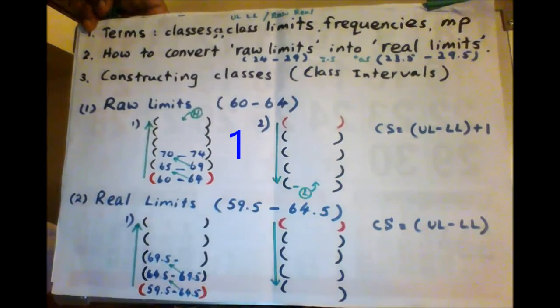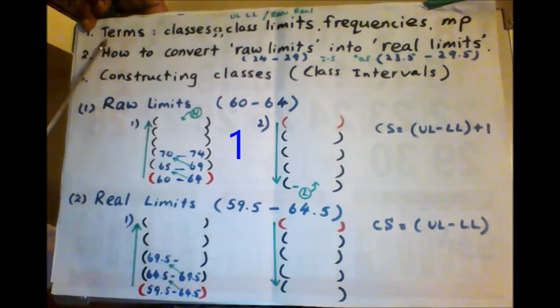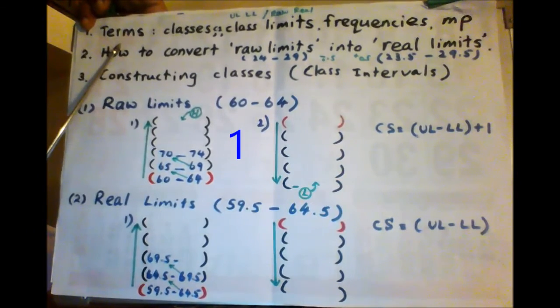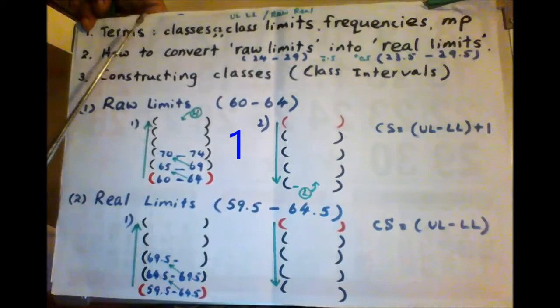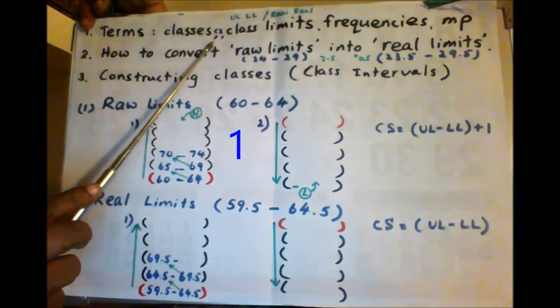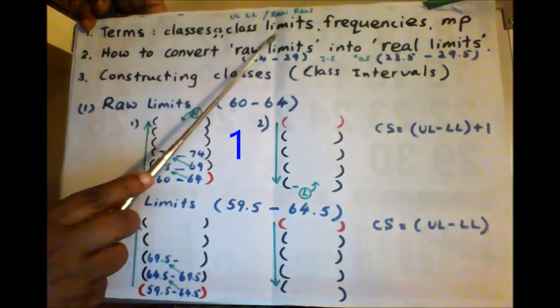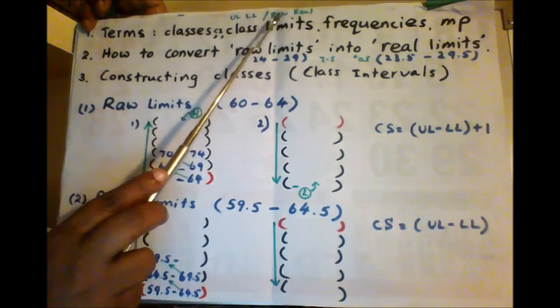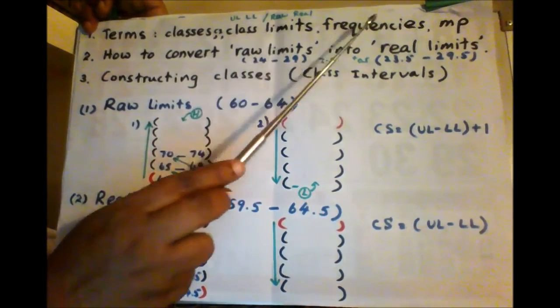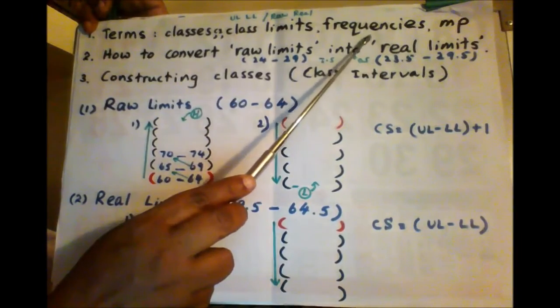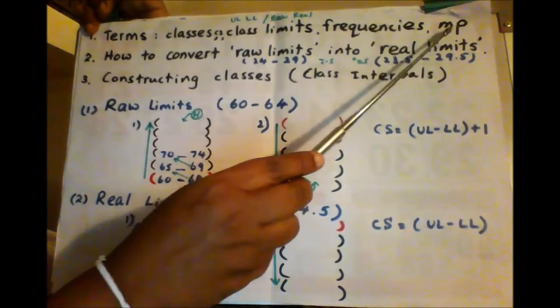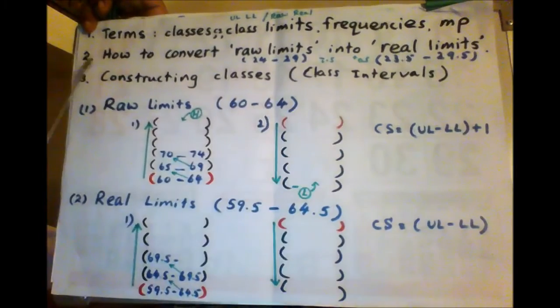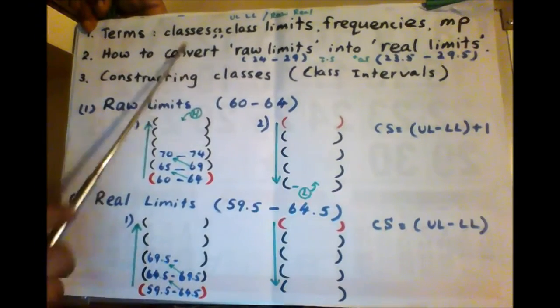Today we are going to revise what we have done so far. First we learned certain terms in the frequency distribution: classes, class intervals, then class limits. Two categories, upper limit, lower limit, and also row limits, real limits. Then frequencies, how many frequencies. Then the midpoints.